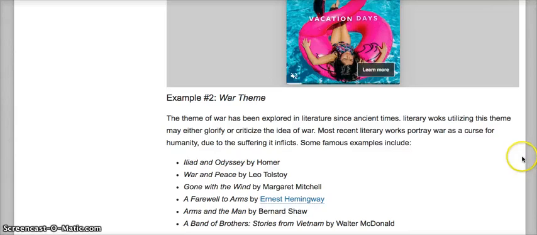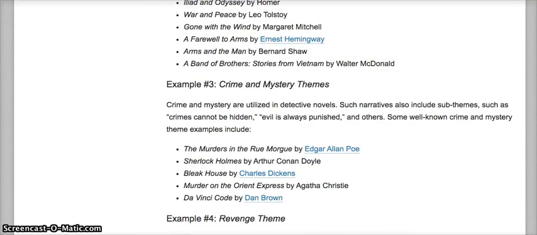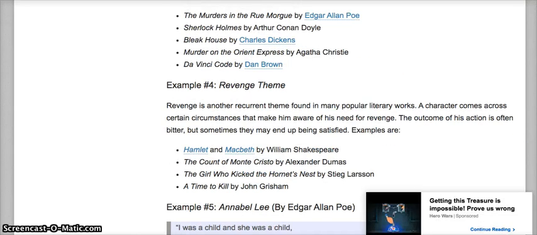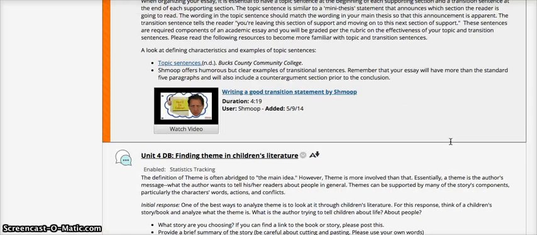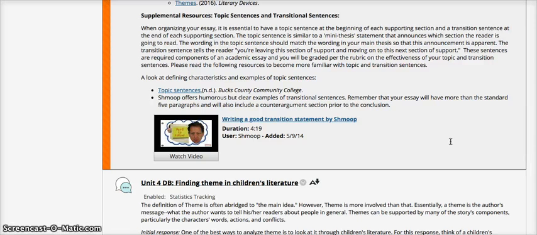So plenty of examples here. If I just scroll out of here. Okay. Alright. And also some supplemental resources to help guide you a little bit further. If you need a little refresher on how to create the perfect paragraph, we do have a couple resources here that talk about topic sentences, which is always the first sentence of each paragraph, and transitional sentences.